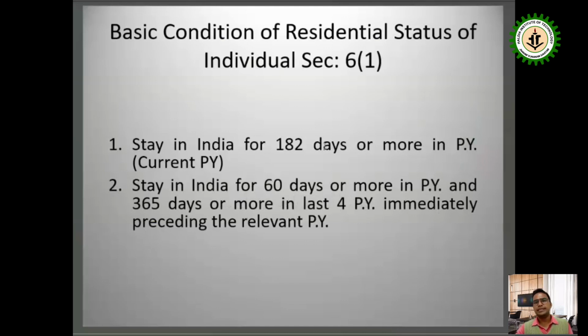So now, in order to become resident in India, an individual has to satisfy either of the two basic conditions laid down in section 6 subsection 1. The first basic condition is stay in India for 182 days or more in the relevant previous year. The second basic condition is stay in India for 60 days or more in the relevant previous year and 365 days or more in the past 4 previous years immediately preceding the relevant previous year.